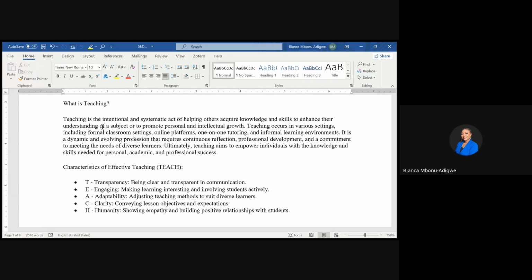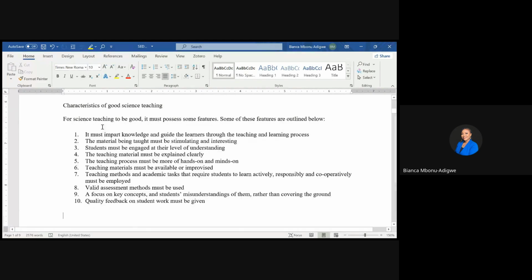And then the next letter is clarity. You have to convey the lesson objectives the way I did when we started. Tell them, this is what is expected of you. This is what we are going to be covering in this class, in this course, in this unit, whichever one. And then the last one is H. You have to show empathy. You have to build positive relationships with students.